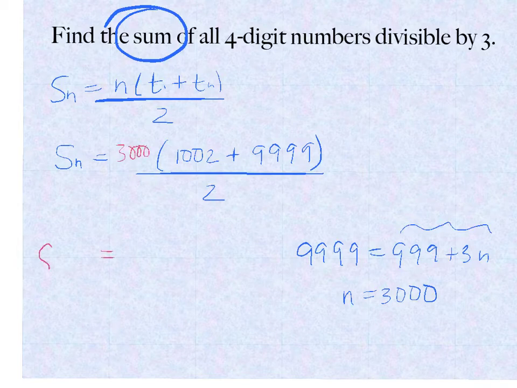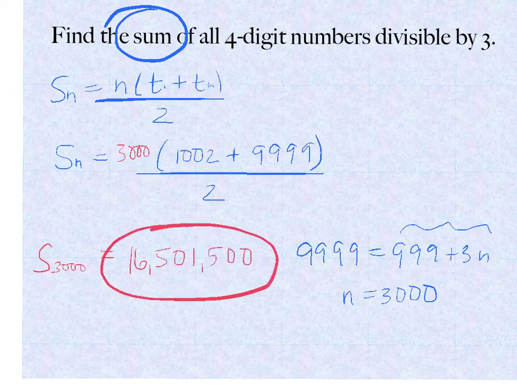And then, the sum of the first 3,000 terms, we end up with 16,501,500. So again, pretty similar to what we did yesterday, except we're just plugging into a different sum formula, but we'll see some of those problems in this section as well.